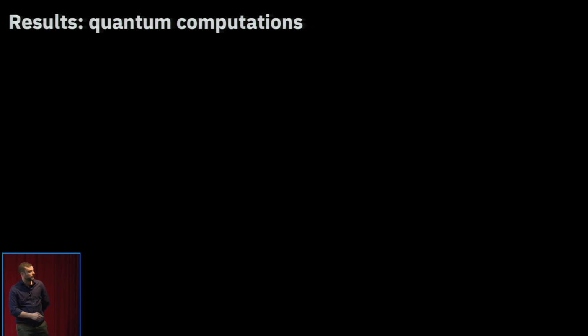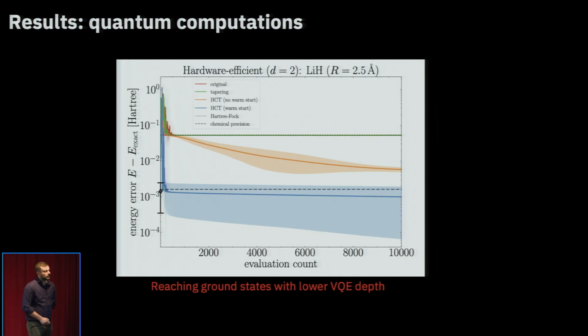classical computations, and we saw the same advantages when we tried to run, for example, VQE on a Hamiltonian expressed in this approximate block diagonal form. We reached the ground state for this lithium hydride Hamiltonian with only depth 2 within the spaces, which was something we could not do in the original basis.